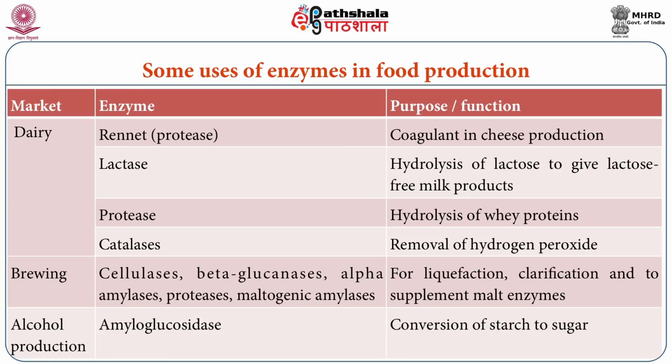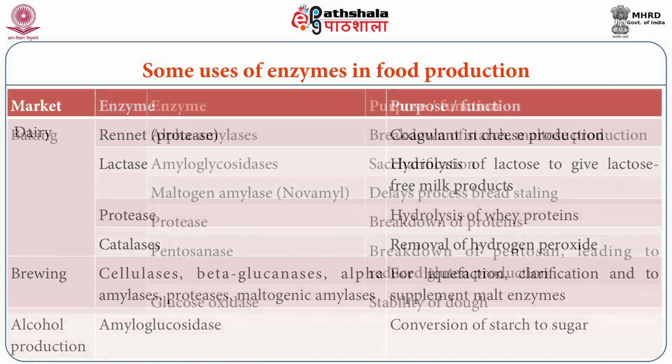Now in the brewing industry, enzymes like cellulases, beta glucanases, alpha amylases, proteases as well as maltogenic amylases are used for various purposes like liquefaction, clarification and also to supplement malt enzymes. In the field of alcohol production, amyloglucosidase is used for conversion of starch to sugar. So this helps in alcohol production in a large quantity in the commercial process.